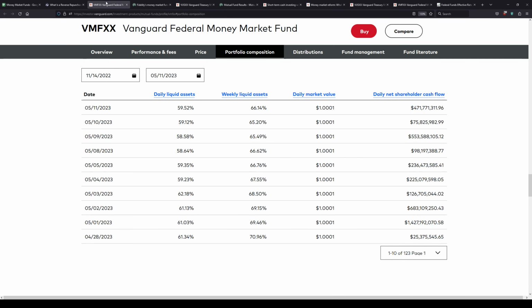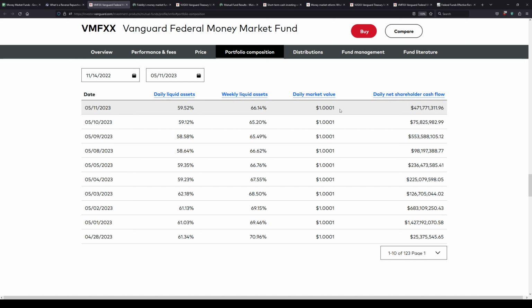So for Vanguard's federal money market fund, we can see the daily market value. This is the NAV right here. And this should be pretty close to almost exactly $1. In this case, it's $1.0001, or $1 plus 1/100th of a penny. And that's fine. Normally you'll see this amount fluctuate by a few hundredths of a penny.